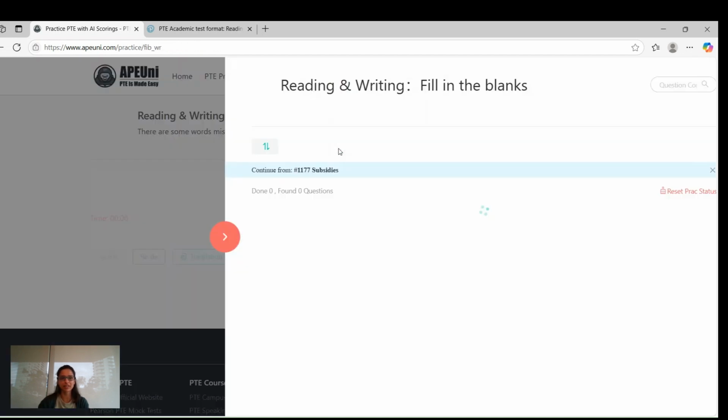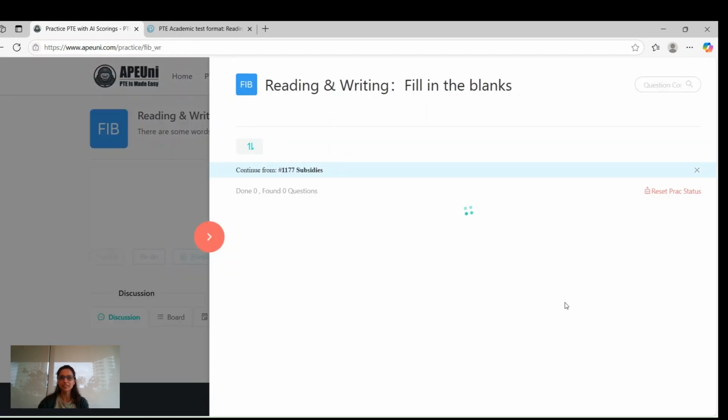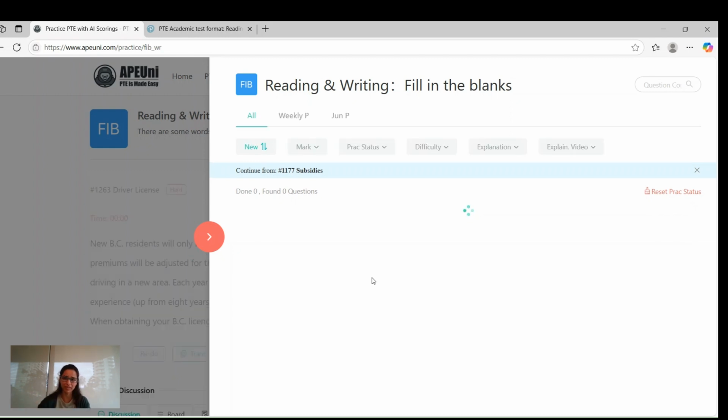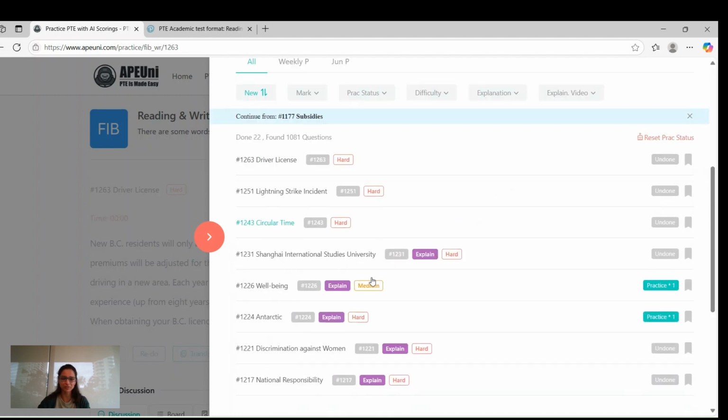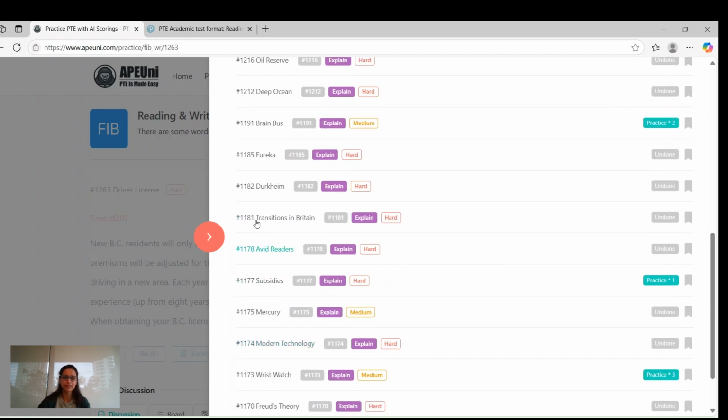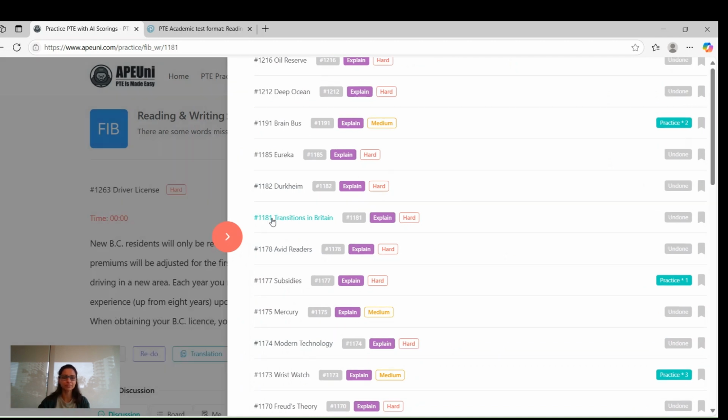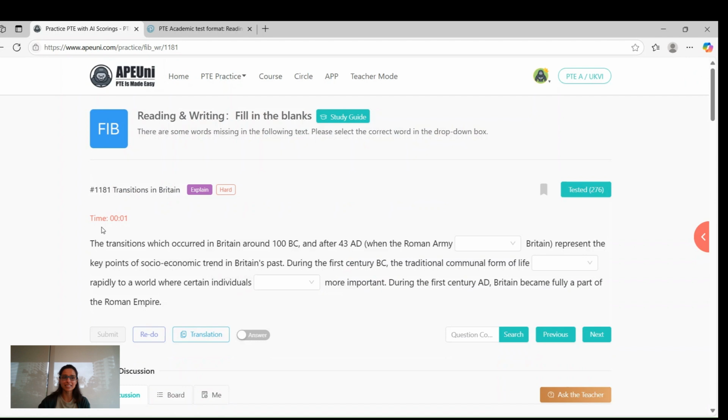So let's look at some reading and writing options for fill in the blanks. Some of them will say hard, and a lot of these hard ones are just full of mistakes. It's shocking, really. I mean, there's no real way of flagging them and kind of letting them know that some of it's absolute rubbish. But here we are. Okay, let's try this one. Transitions in Britain. Timer has started, and I'm just going to read the text before doing a drag and drop.